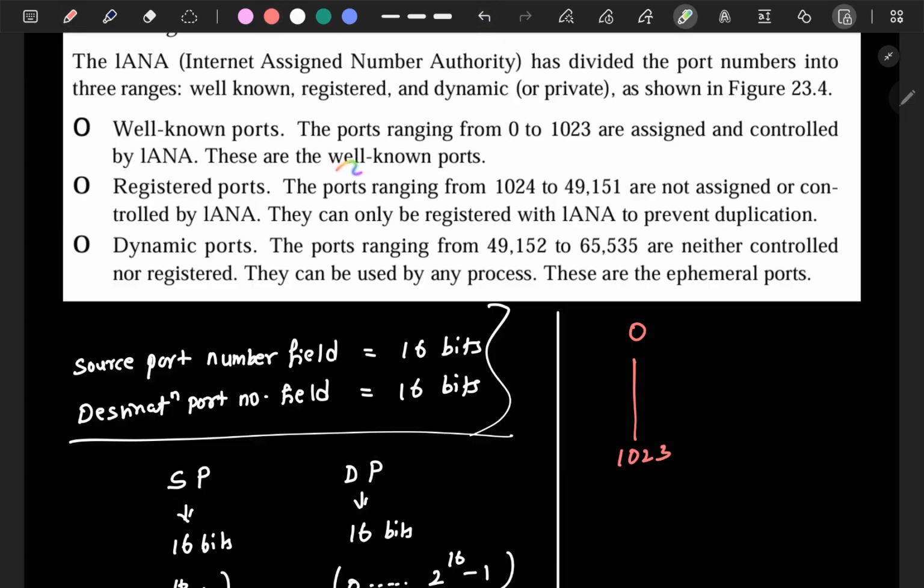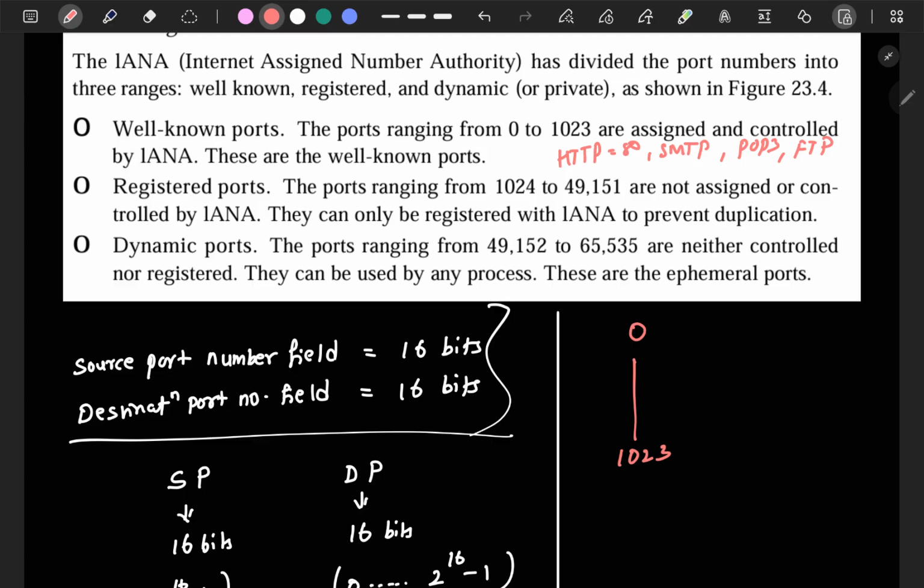What is the meaning of a well-known port number? There are many well-known services, as I told you earlier, like HTTP, SMTP, and POP3, which are used for email services. For HTTP, the port number is 80. Like this, SMTP, POP3, FTP, file transfer protocol, there are many well-known services.